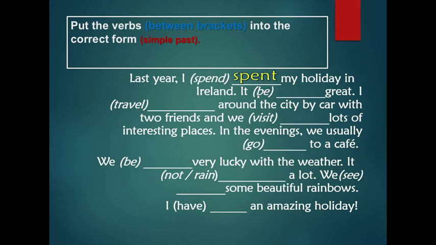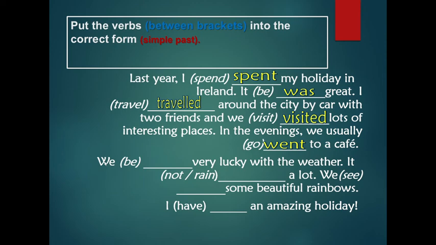Okay, what about be? It be. Be in the past is was or were. Very good. So it takes was or were. Guess what? Yeah, very good, was. It was great. What about travel? Is it regular or irregular verbs? Yeah, it's regular. Ended with ed, but we doubled the last letter because before the last letter is vowel. So traveled around the city by car with 2 friends and we visit. Yeah, visited. Very good. Ed. Okay, lots of interesting places in the evenings. We usually go, huh? Yeah, you know it, went.